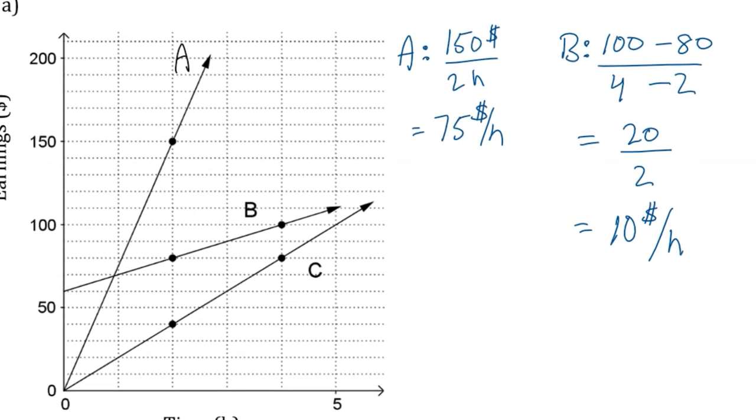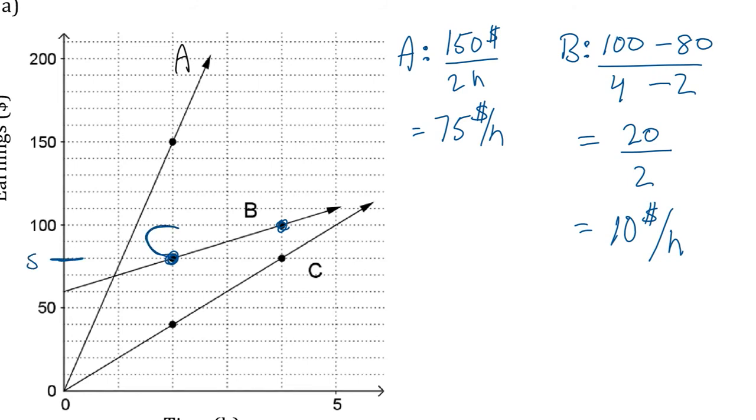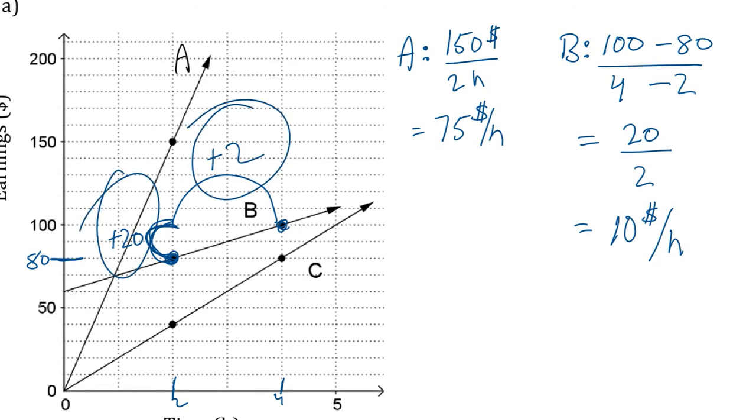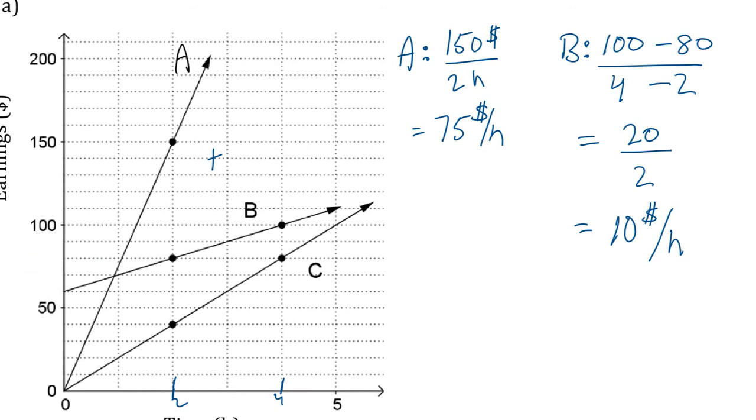When I go from this point to this point, I am going from 80 to 100. 80 to 100, which is a change of up 20. Every one of these is 10, 10, 20, 30, 40, 50, right? So going up 2 is going up 20. Then I went from 2 to 4. From 2 to 4, each one of these is 1, 1, 2. So that's plus 2. So that was $20 in 2 hours. And that's why this works.